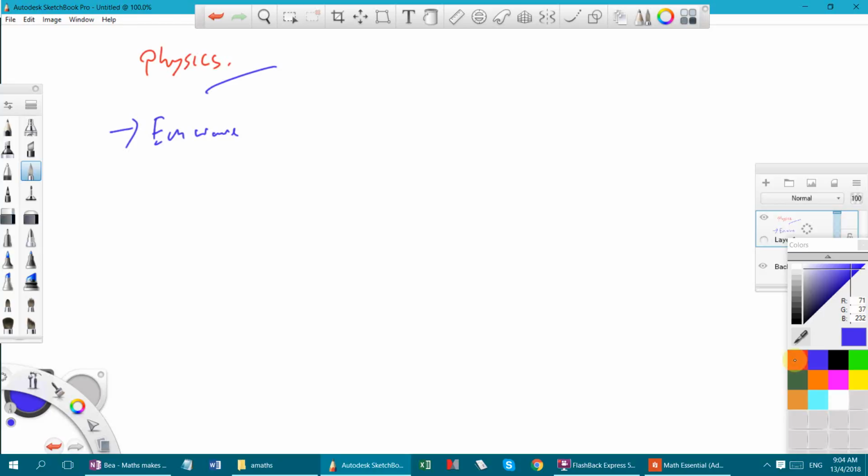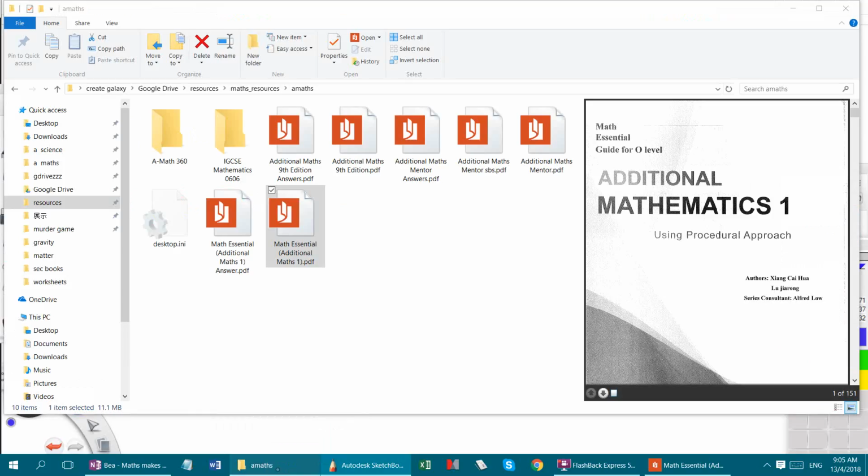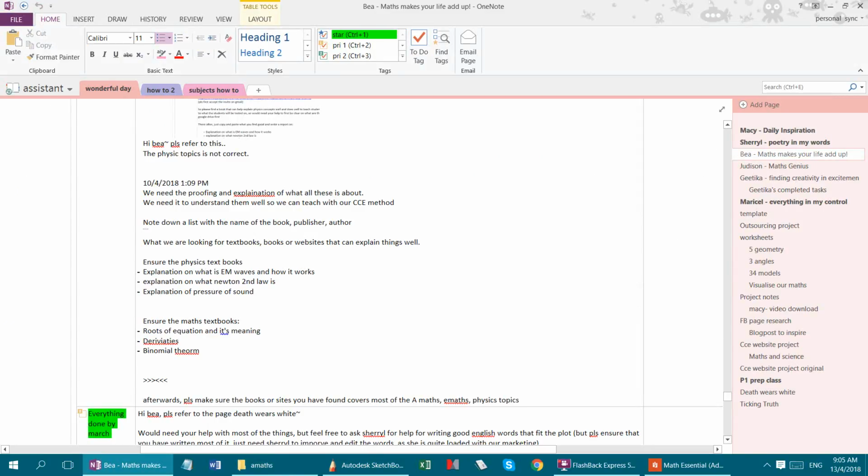EM wave actually results from the magnetic field. Because the magnetic field goes this way, it will influence the electric field. How it influences, why it influences, none of the books that you have found actually talk about it.